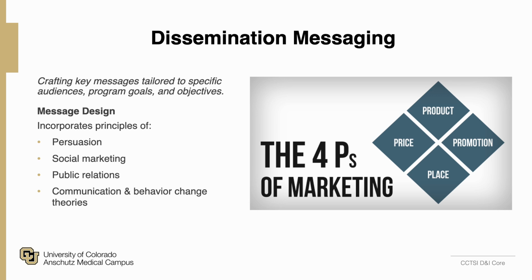So for example, messaging. Crafting your key message should be a fair amount of work because you need to tailor it to specific audiences, to your program goals, and then to the objectives of that particular outreach. There are multiple ways to do it. One of the theories that we highly encourage, because it's quite intuitive, is the idea of social marketing theory. And what that goes through is the 4 Ps, right? What is the product? What is the price? What is the promotion? And what is the place?